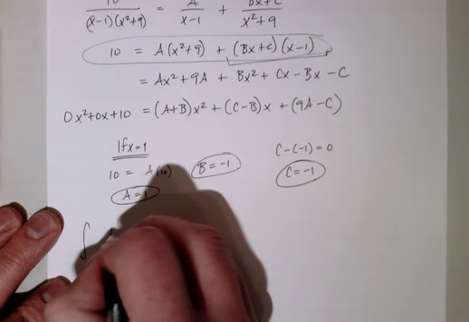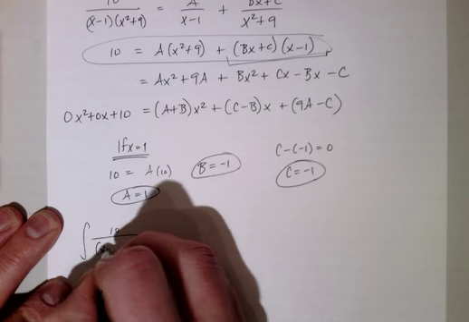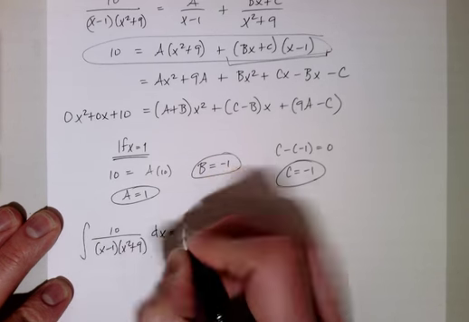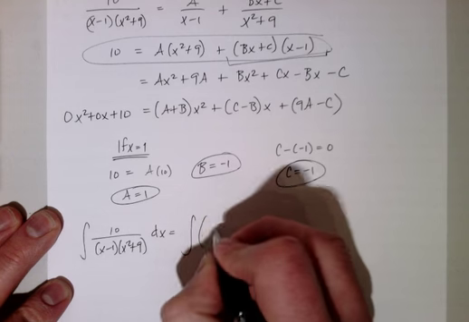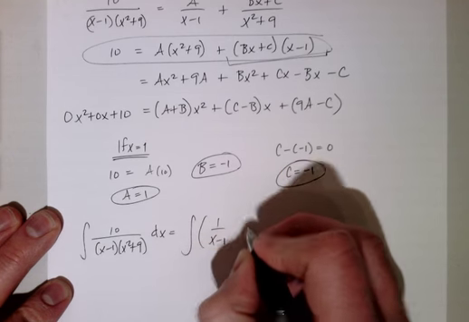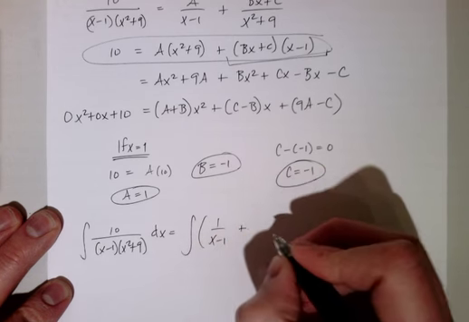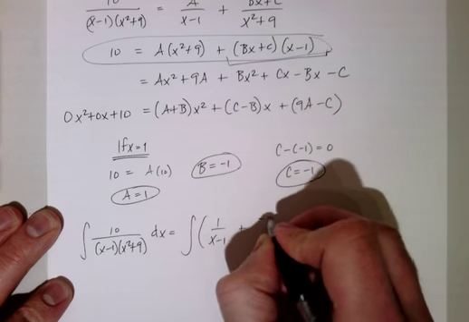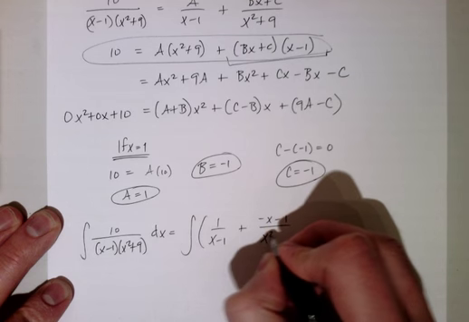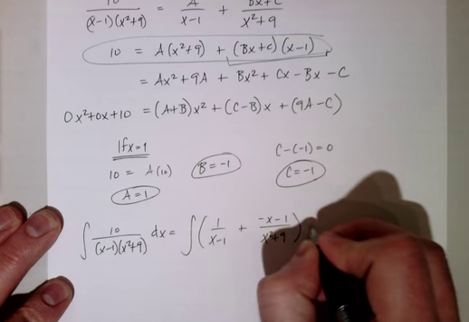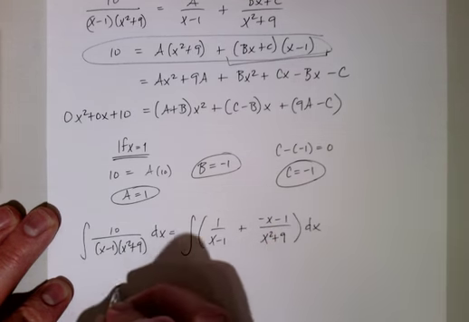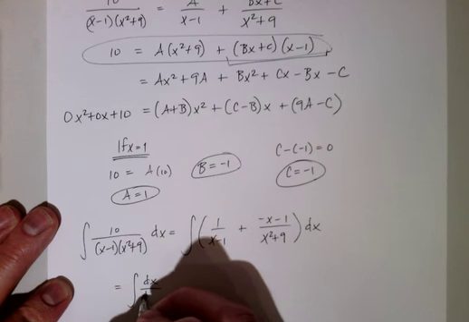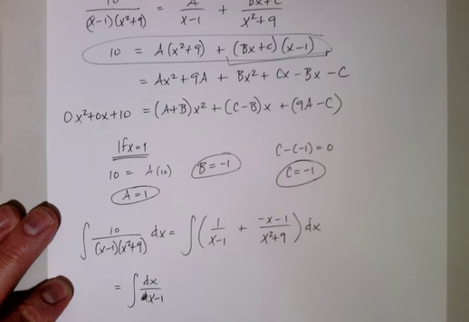So the integral of 10 over (x minus 1)(x squared plus 9) dx actually decomposes into 1 over (x minus 1) plus, let's leave it as it is, (negative x minus 1) over (x squared plus 9) dx. Now, here is the trick. Obviously, that first one, x minus 1, becomes that.